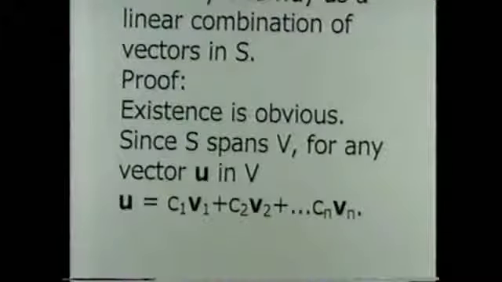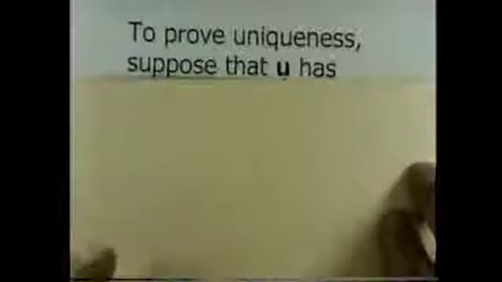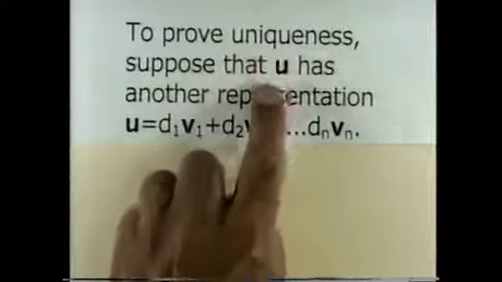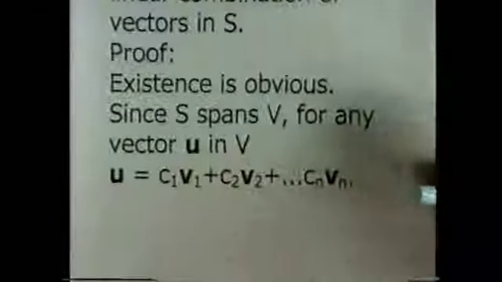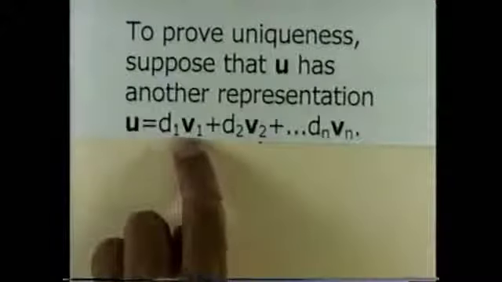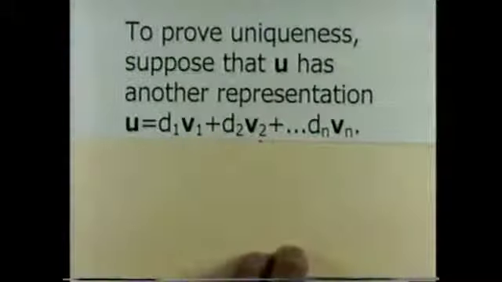Now let's look at uniqueness. To prove uniqueness, let's suppose that U has another representation. This is pretty much the pattern you follow to prove uniqueness. You're going to assume that there is a second. So we know U has one representation. We've already established that simply because it spans. So I know that U is C1V1 plus C2V2 plus ... plus CnVn. Now let's assume that there is a second one. Then U would equal D1V1 plus D2V2 and so forth. I've got to use the same vectors because we're still dealing with the set of vectors in S. But I can choose different constants if there's going to be another representation.